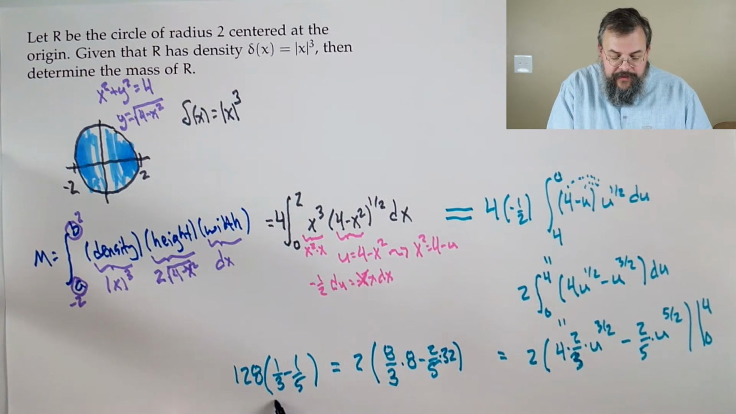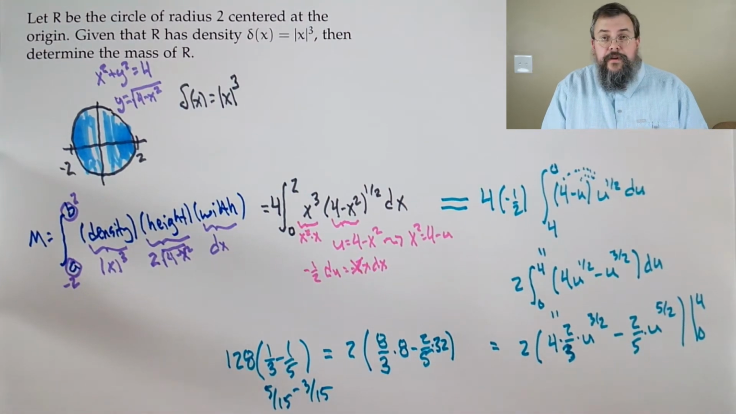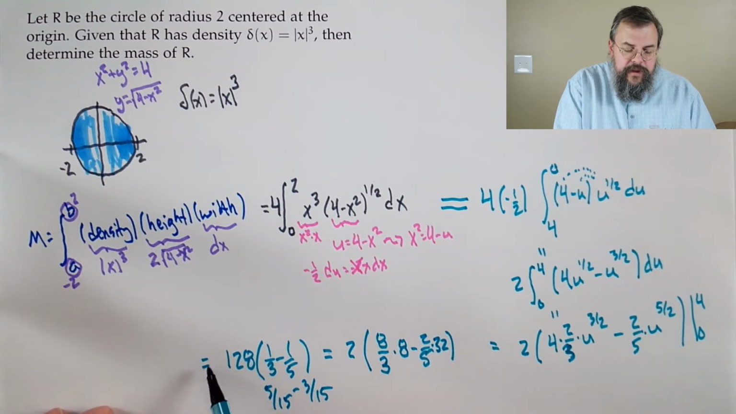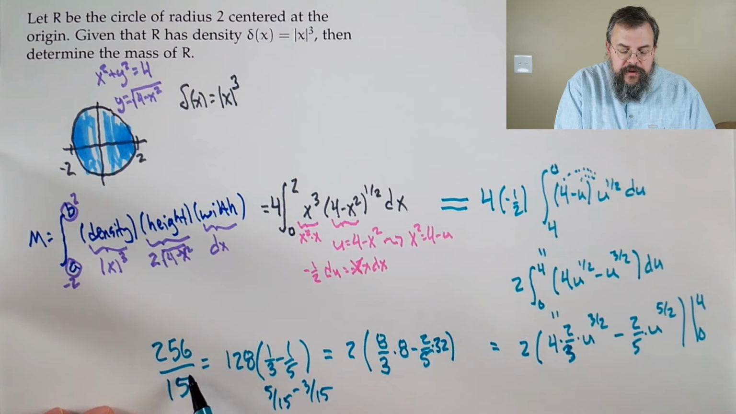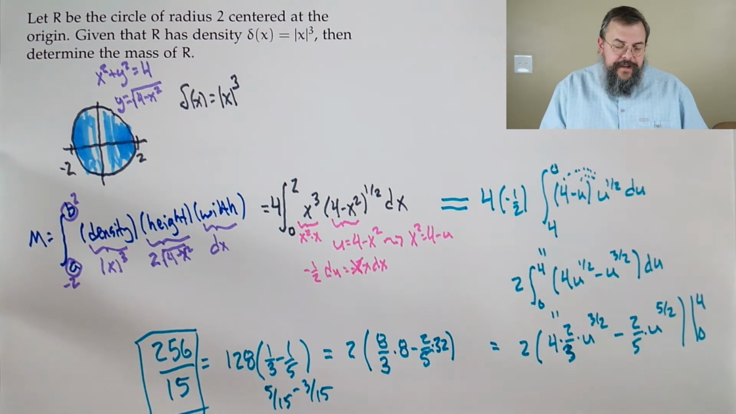1/3 is 5 over 15. 1/5 is 3 over 15. So that would give us a 2 over 15 times the 128, which would leave us with 256 over 15. And there we go. We're done. And it worked out.